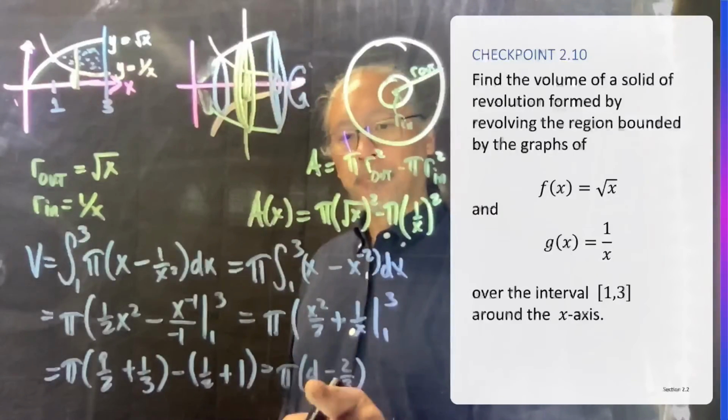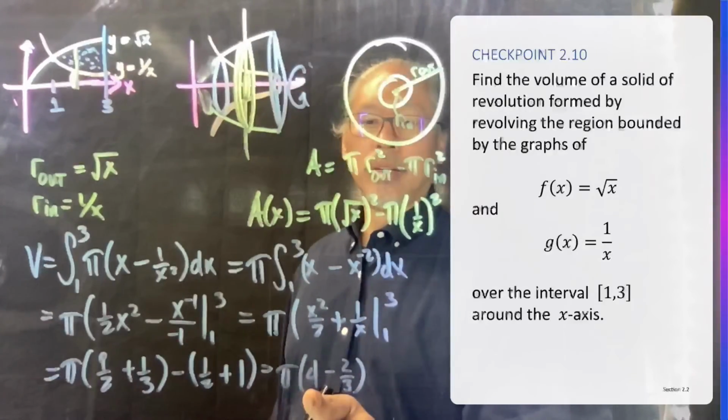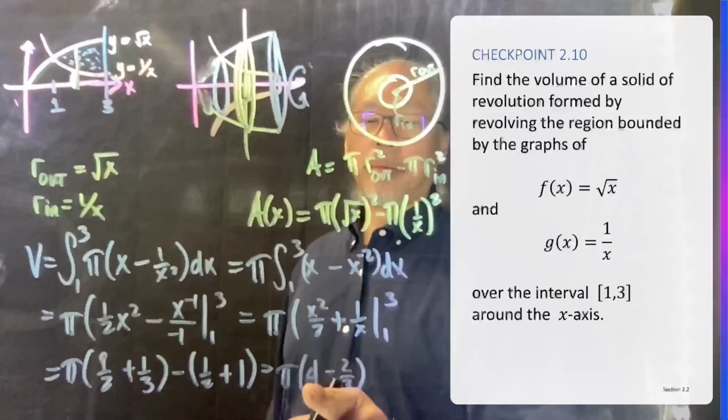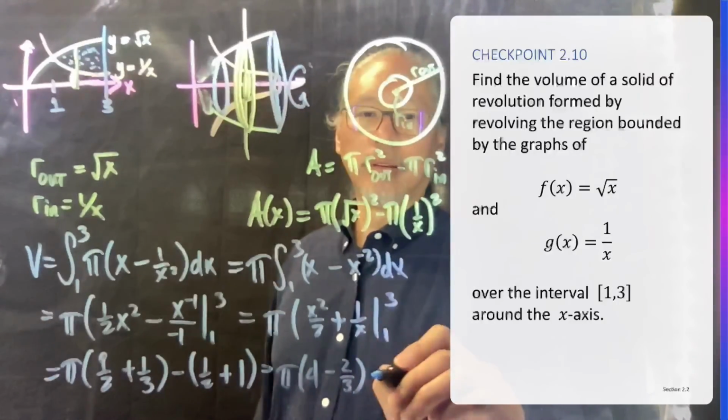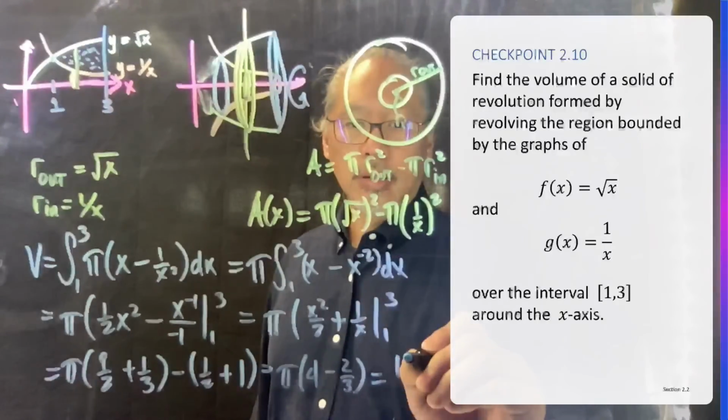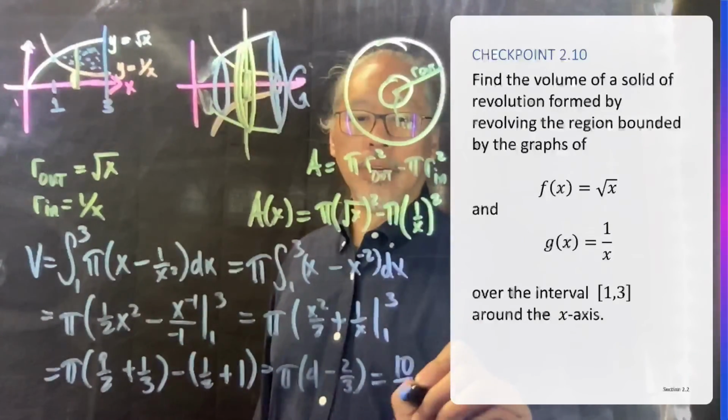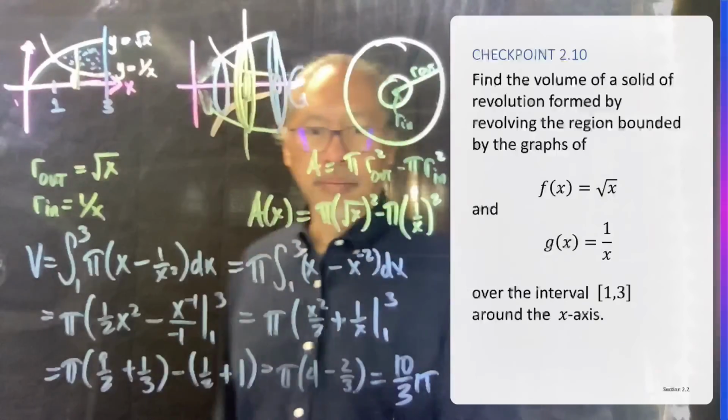Common denominator of 3, so this would be 12 minus 2, that's 10 over 3 times pi. All right.